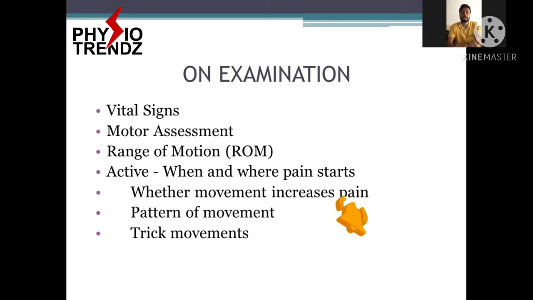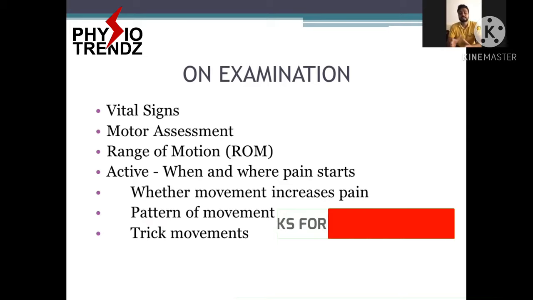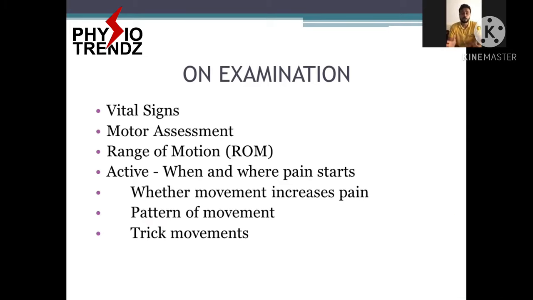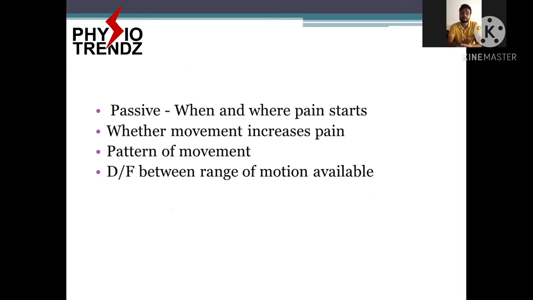Range of motion can be taken actively as well as passively. In active range of motion, we have to find out when and where pain is starting, whether the movement is increasing the pain or not, and the pattern of movement, whether it is occurring in a normal pattern or the patient is having a different pattern of movement because of pain. Then trick movements: if the patient is performing any trick movements to avoid pain, we have to identify that in the active range of motion. The next is passive range of motion, when and where pain starts.